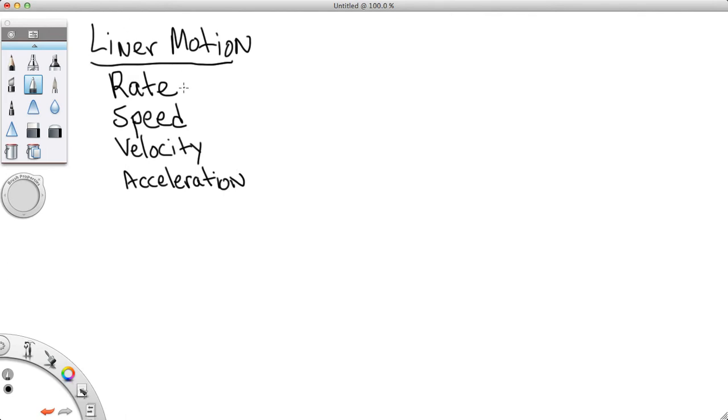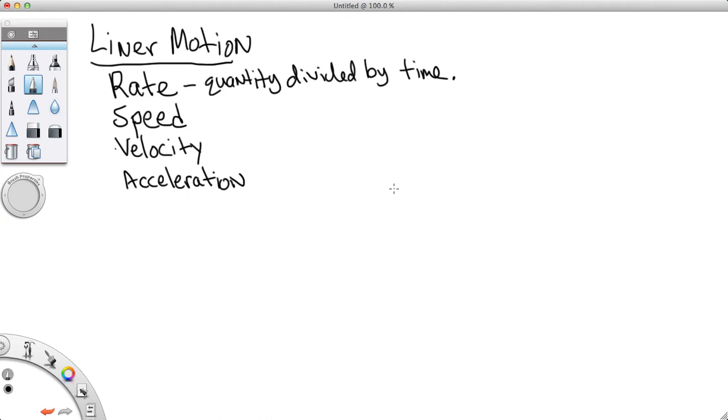Rate is a quantity divided by time. Okay, rate always has time with it. And we're going to get to the other ones, speed, velocity, and acceleration, in just a little bit.